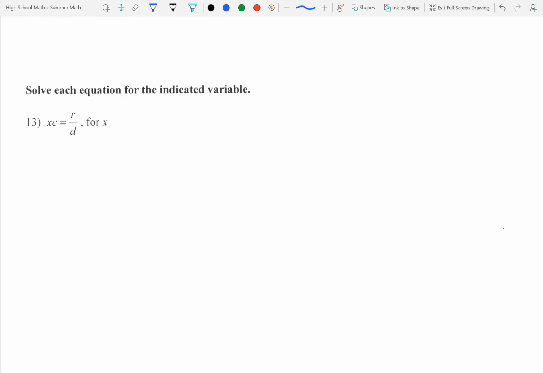Solve for the indicated variable. In this case, we're solving for x. We have x times c. To get that x by itself, we will simply undo the multiplication by c. Well, c divides c to leave x.